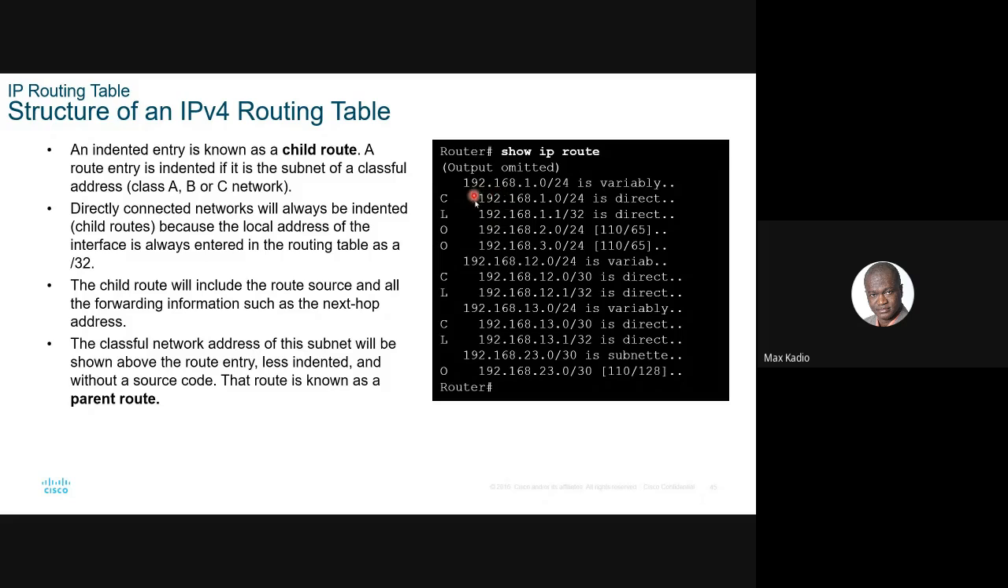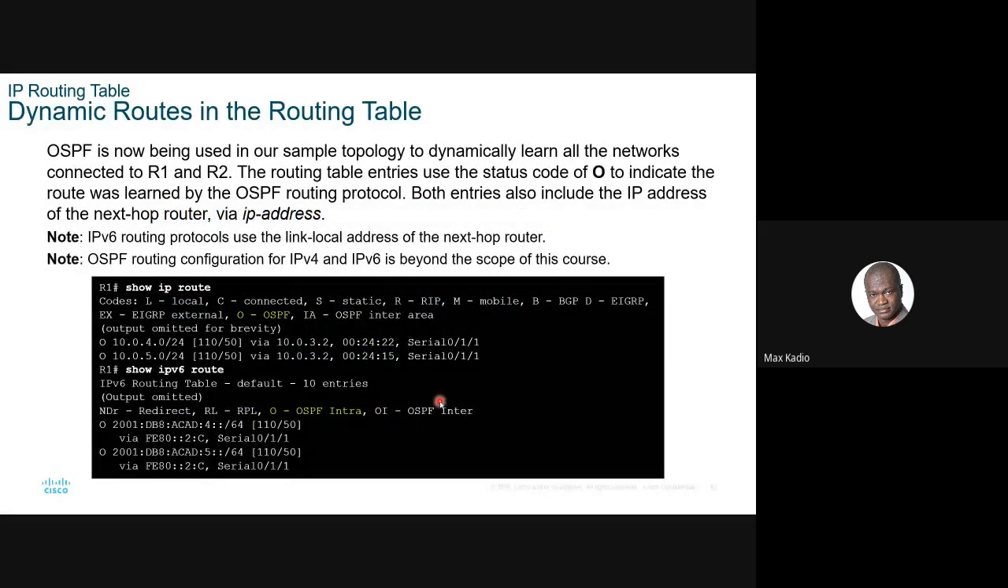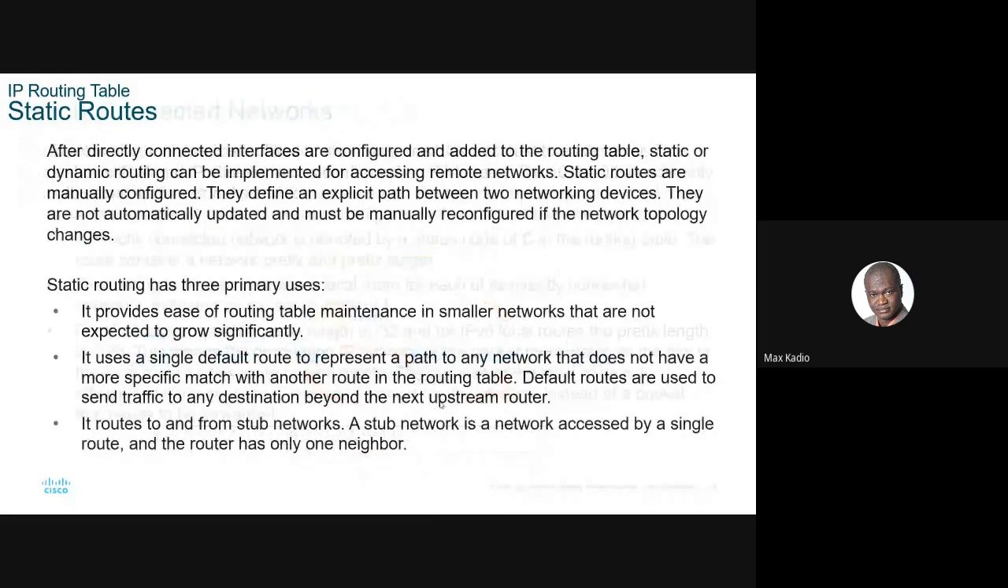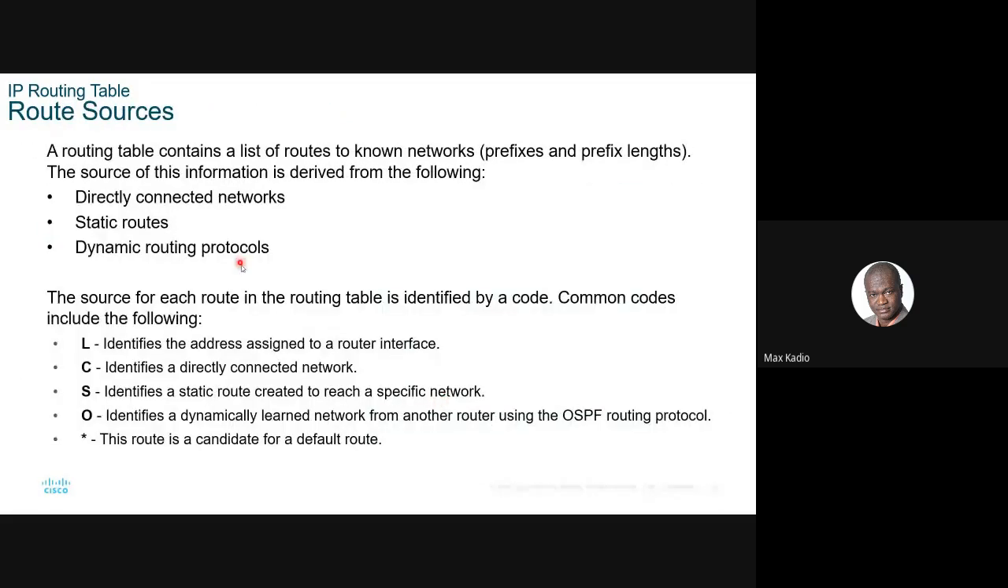We'll do a lot of labs, you know. So all these codes will indicate how this network has been listed here. C means it's directly connected, so automatically it's there. L is the IP address of the interface connected to the network. O is the dynamic routing protocol and all of this stuff. So you have some codes here. Yeah, so you can read this, very, very important with the codes.